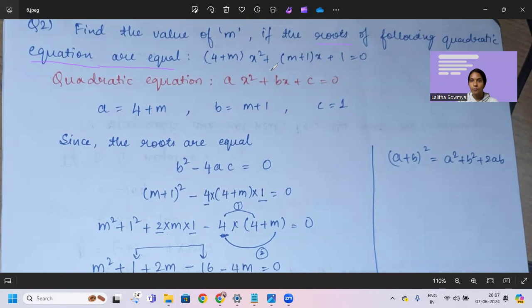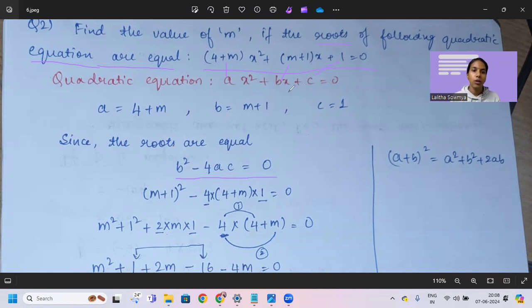When they are equal, from the nature of the roots, we know real and equal means discriminant is equal to 0. Good job. Chalo. So the equation is something like this. Don't fear, we'll understand. We know the standard form, right? So what is the standard form? ax square plus bx plus c equal to 0, where a, b, c are real numbers and a not equal to 0. From that, we can assume a is equal to 4 plus m, because x square is there, and b is equal to m plus 1, c equal to 1. Since the roots are equal, b square minus 4ac is equal to 0.